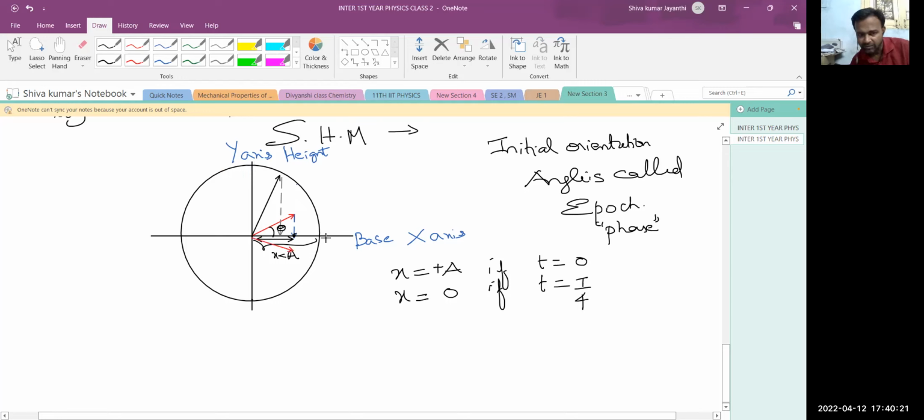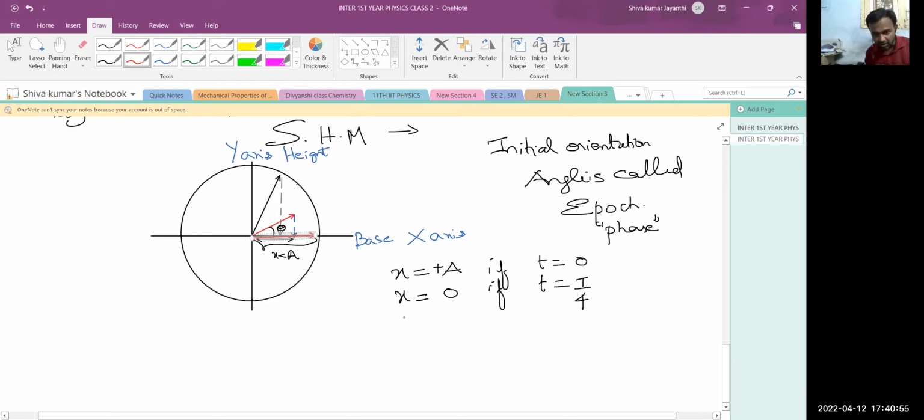Let us take from here. At t equal to 0, x equal to a. At small t equal to capital T by 4, x equal to 0. Then small t equal to how much? This is T by 4, then this is T by 2, half. Then x equal to minus a. Then again x equal to 0 for 3T by 4. Then again at total T, x becomes a. Understood? These coordinates understood?